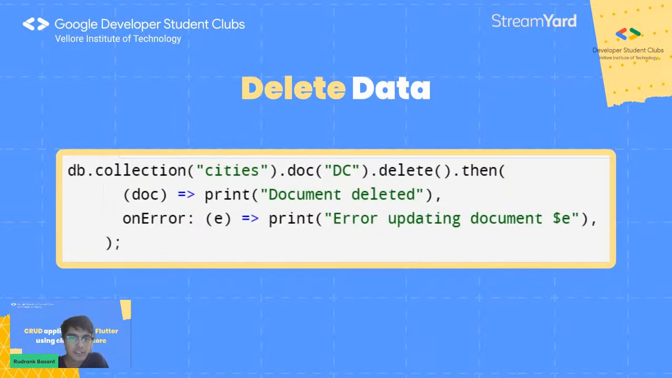So the last CRUD function is delete. It is db dot collection cities. First, we'll reference the document and then delete. In this case, we are deleting the entire document. We are not deleting the collection cities or a specific field. In this block, you can see it is printed also document deleted. So this is the basics of the CRUD functions using Flutter and Firebase.